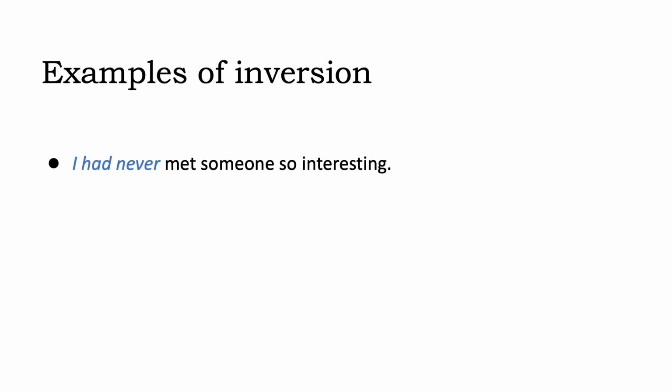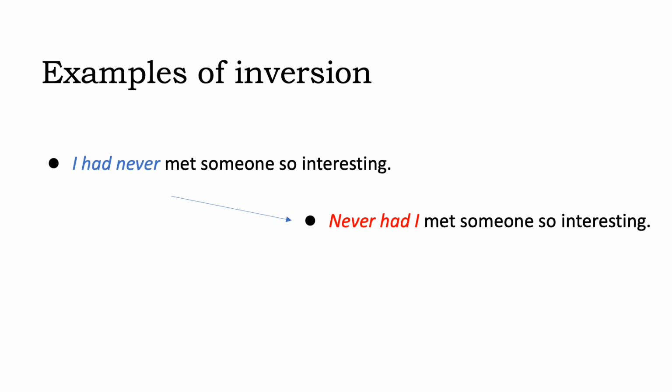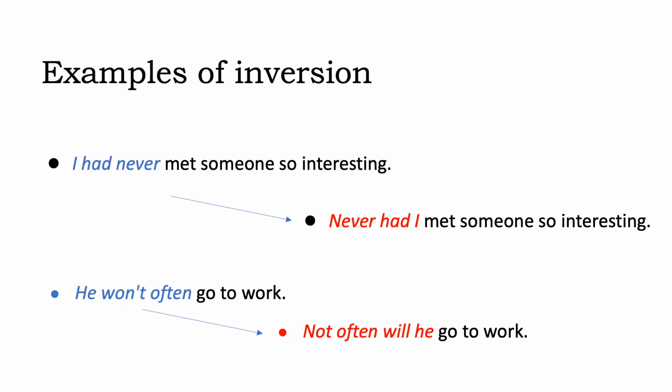Here in this slide, we can see an example, and I'm going to use inversion to exemplify its use. I had never met someone so interesting, and if we use inversion, it becomes never had I met someone so interesting. In this case, the effect that the speaker would like to create is the effect of emphasis. The second example, he won't often go to work, and if we use inversion, the result can be not often will he go to work. As you can see, the order changes, and also the emphasis is placed on both examples.